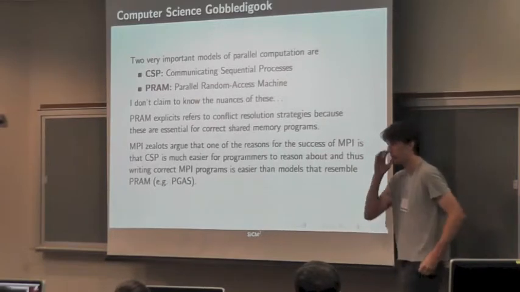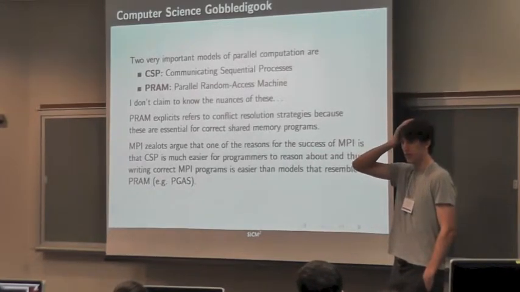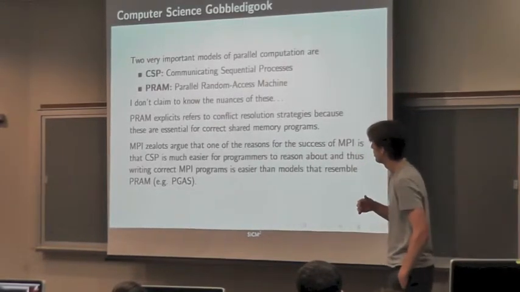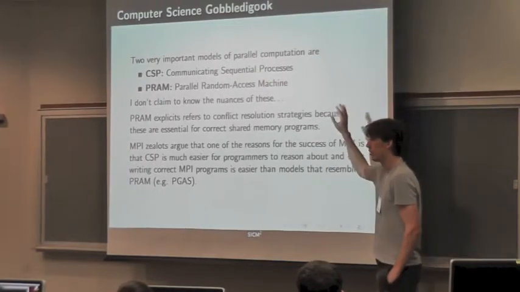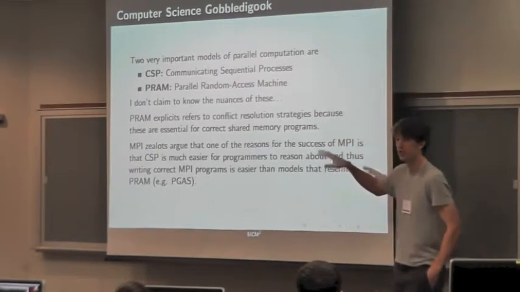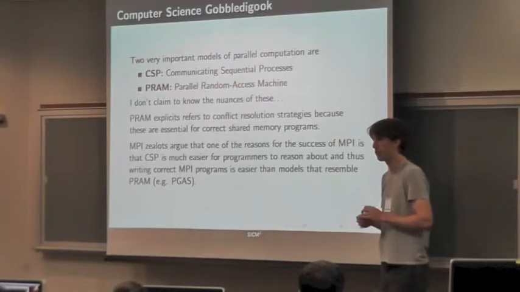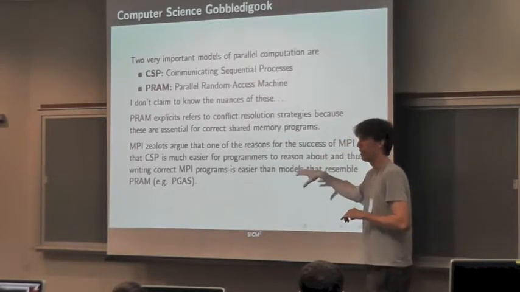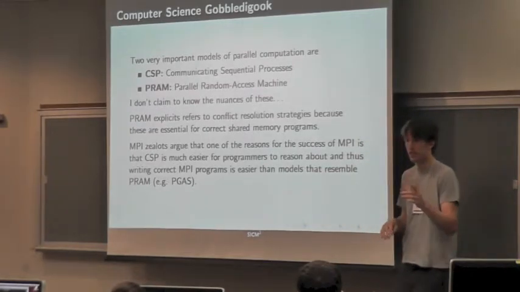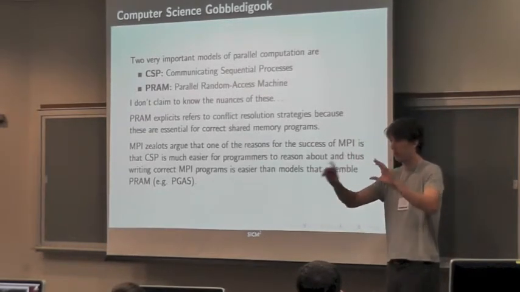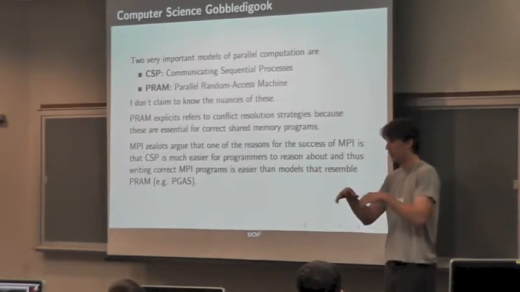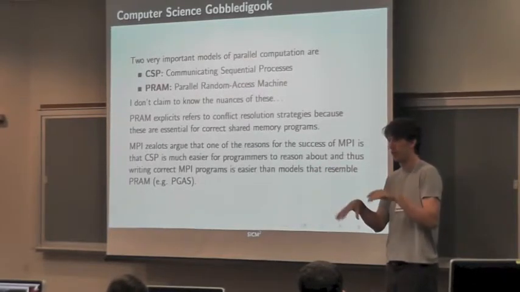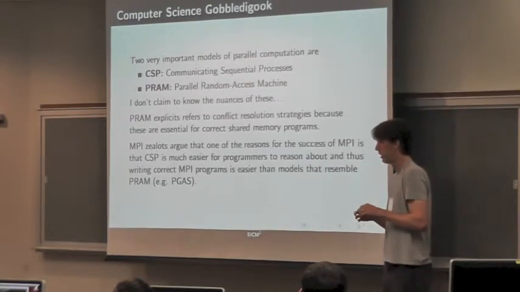So I'm going to start with a little CS gobbledygook because I actually work in CS most of the time. There are two models of parallel computing. This is just FYI, you could read Wikipedia if this interests you. One model is CSP, communicating sequential processes, and that says we're all people and we talk to each other, and then sometimes we don't talk to each other. We're communicating sequential people.